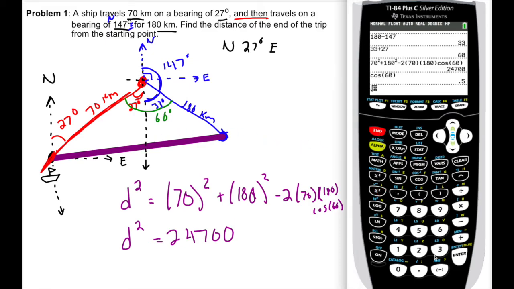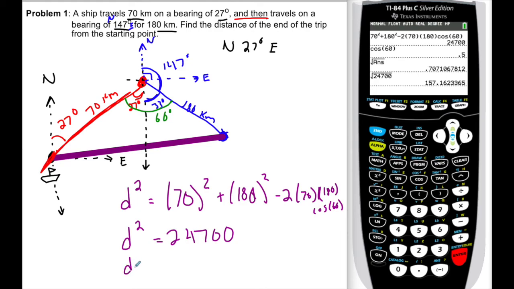And I take the square root of that, and I don't want to type in 24,000. Oh, but I can't do that. Ugh, darn it. I actually have to do it. See? So that's the problem with doing that. You've got to be really careful, because I want the square root of 24,700, not the square root of 0.5. And what I get is that the distance is approximately 157.2 kilometers. All right.